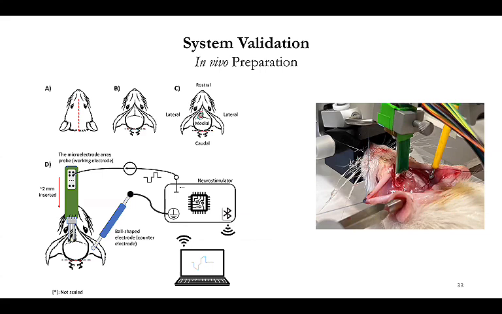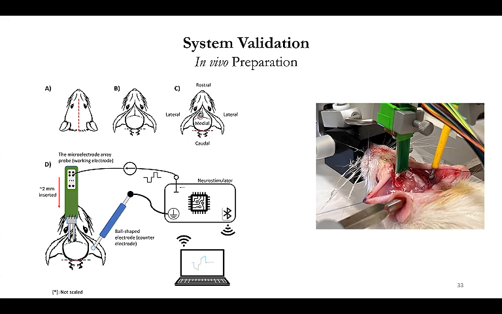So after following all the sterilization of all the tools, we shave the top of the rat, fix it on the stereotactic frame, and then cut through the skin. On the medial lateral region, we made an opening, a bone removal from that region, and then carefully inserted a microelectrode array. Our counter electrode was a ball-shaped electrode, connected to the PCB ground.